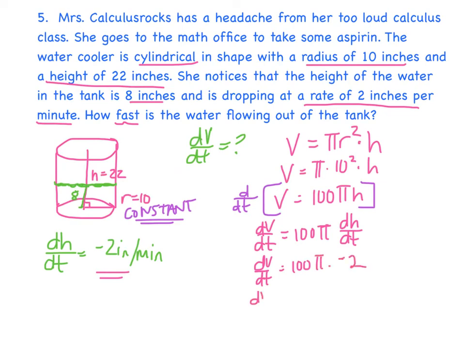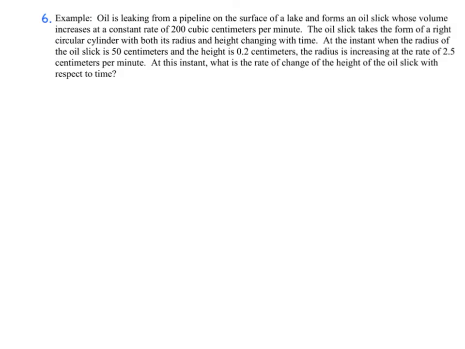So our answer here is that the volume is flowing out at a rate of negative 200 pi, and it's volume, so keep that in mind. That means our label has to be inches cubed per minute. So the volume is flowing out of the tank at a rate of 200 pi cubic inches per minute would be my concluding statement. Okay, last problem.